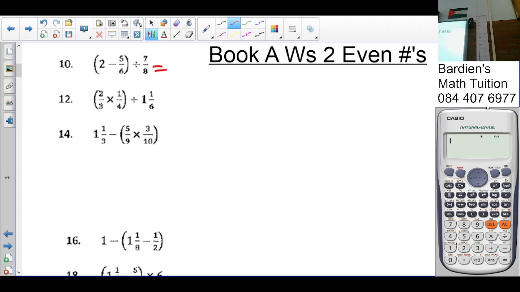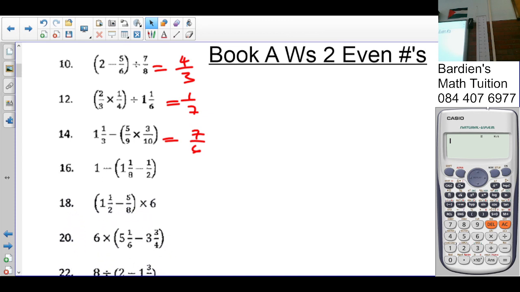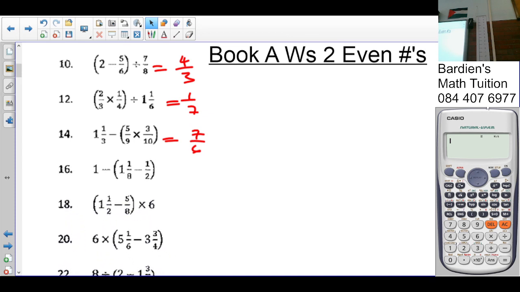Number 10. 4 over 3. Number 12. 1 over 7. Number 14. 7 over 6. The next one, 3 over 8. The next one, 21 over 4. The next one, 17 over 2.